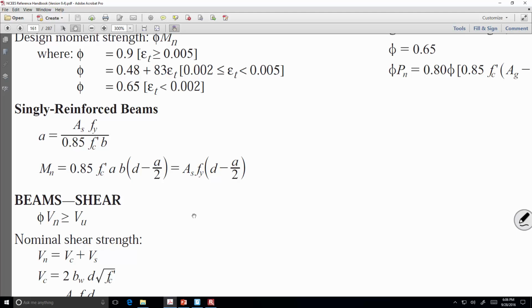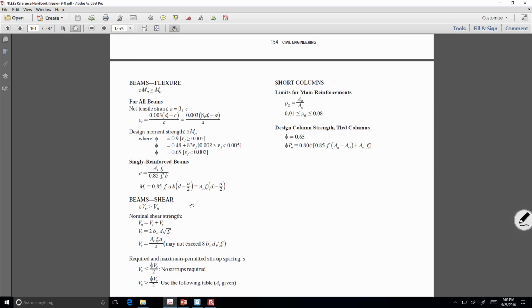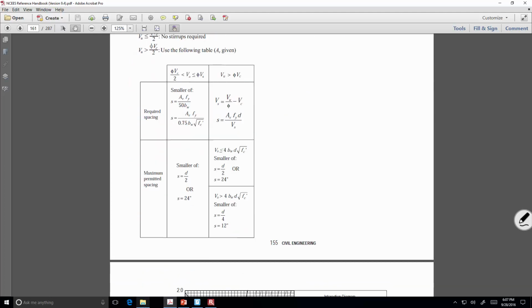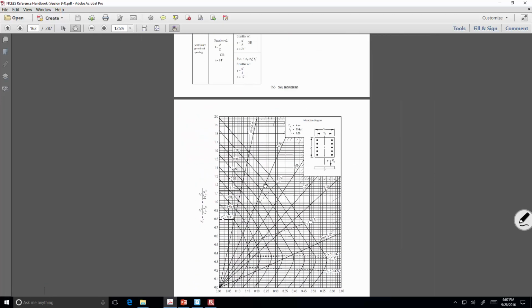What else? We've got shear capacity. I wouldn't expect to do a full-blown shear design. That's really not what I would worry about on the exam. If you can calculate basic shear capacity, you're probably going to be pretty good. And on columns, all we're worrying about is short columns. No buckling or anything like that. Pretty straightforward stuff.